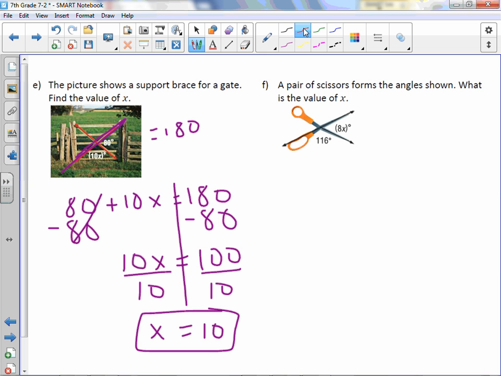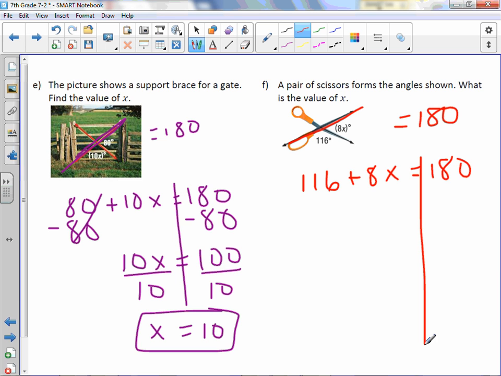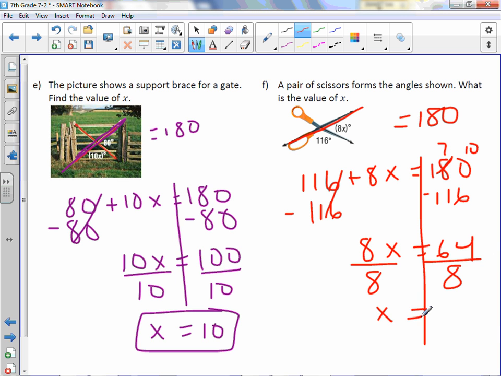Letter F. A pair of scissors forms the angles shown. What is the value of x? Again, a straight line, which tells me supplementary and 180 degrees. So 116 plus 8x equals 180 degrees. Solve for x. Minus 116. 8x equals 64. Divide by 8. X equals 8.